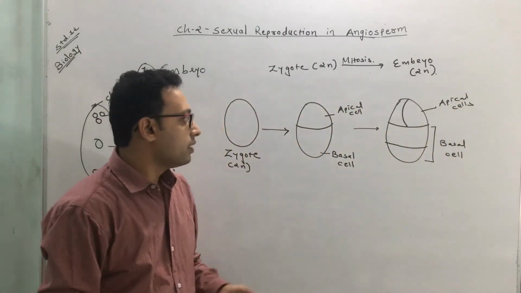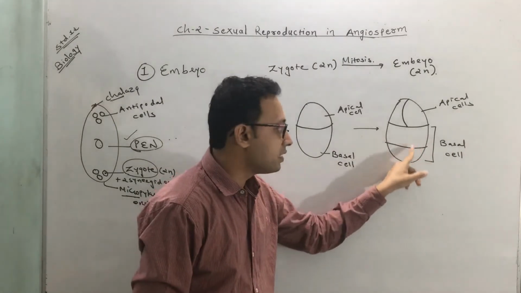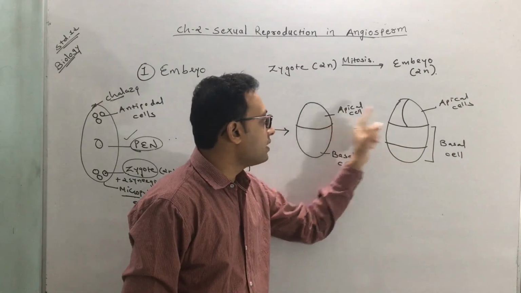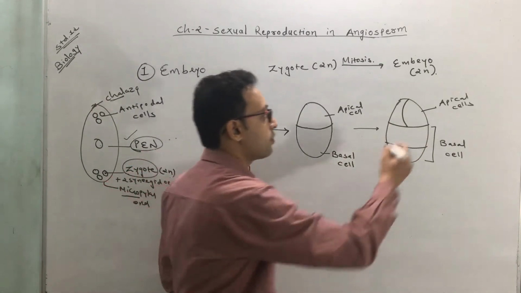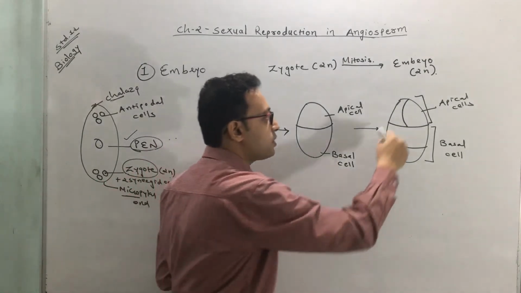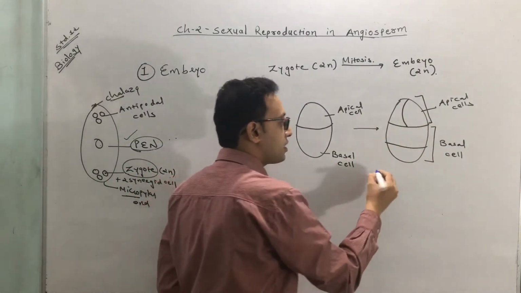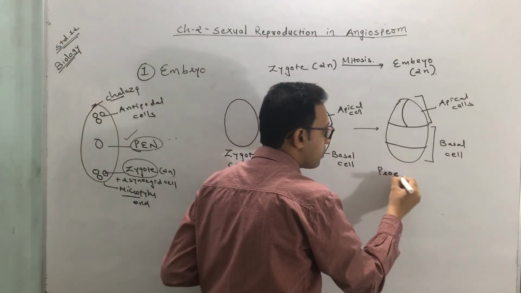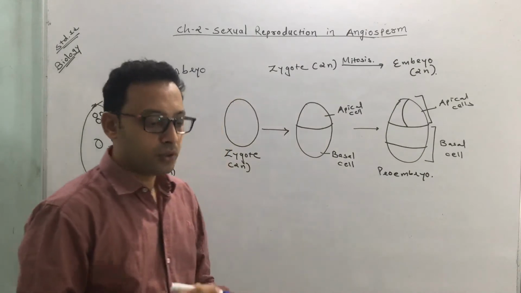Clear? I will repeat. The basal cell that is present divides transversely. So 2 basal cells are produced. And the apical cell divides vertically. So how many apical cells are produced? 2 apical cells are produced. These 2 are the apical cells that are produced. Now it forms a 4 cell structure. 1, 2, 3, 4. This 4 cell structure is called the proembryo.